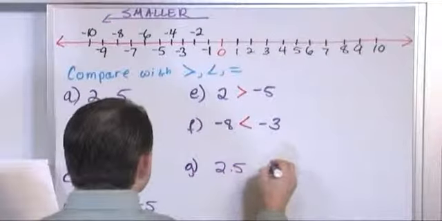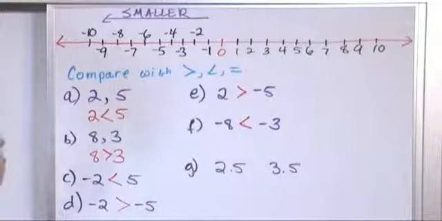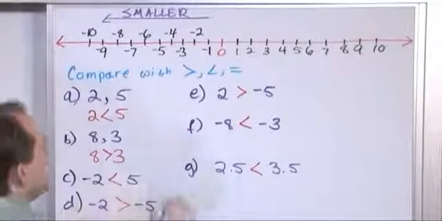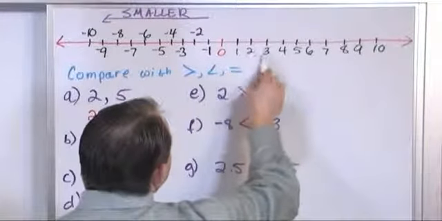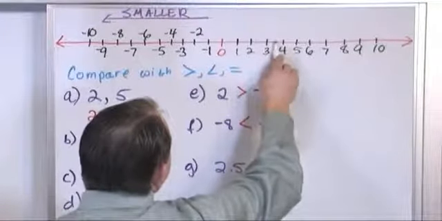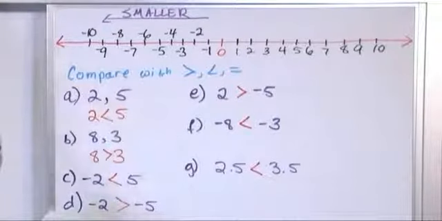2.5 and 3.5. The fact that there's a decimal here has nothing to do with it. You really just still do the same thing. You always point to the smaller number, which is 2.5. On the number line, this is 2 and 3, so 2.5 is here, and 3.5 is over here. So 2.5 is less than 3.5. I mean, you already knew that, but just to kind of give you proof of it.